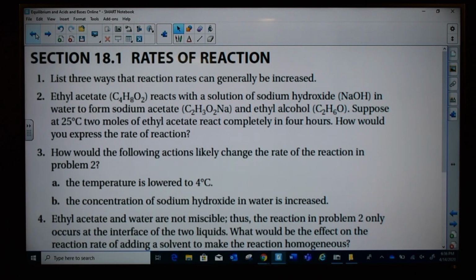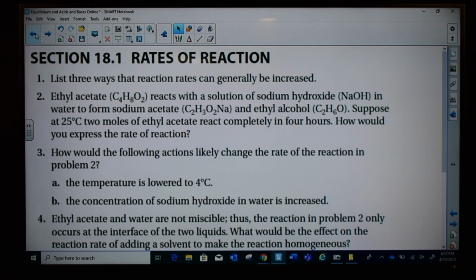So remember, rate is expressed as either the amount of reactant used up over time or the amount of product being formed over time. So we have 2 moles of ethyl acetate reacting in 4 hours. So that is our reactant. So that is 2 moles on the top of our fraction divided by our time of 4 hours. So 2 moles per 4 hours, or we can reduce that and say 0.5 moles per hour.